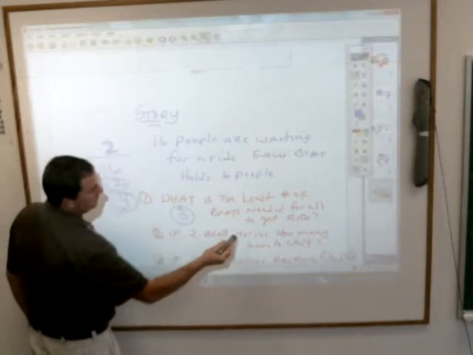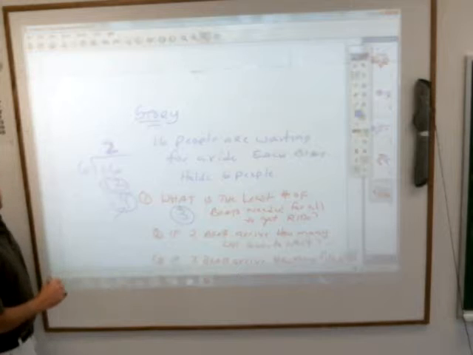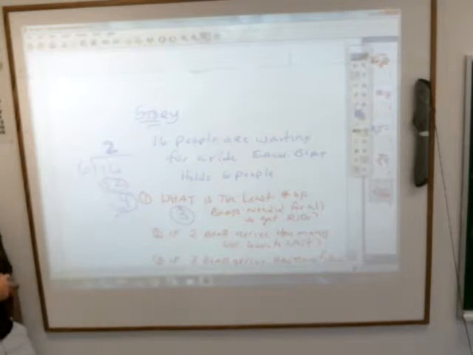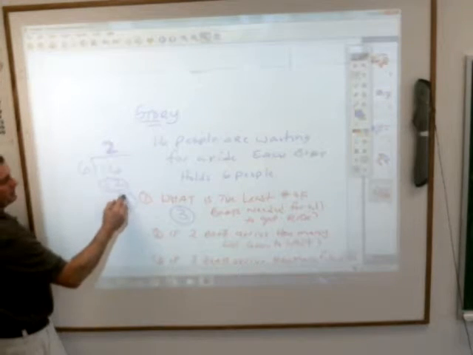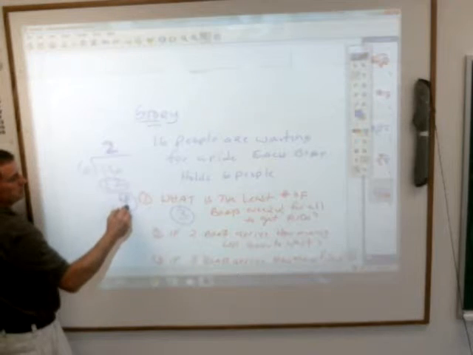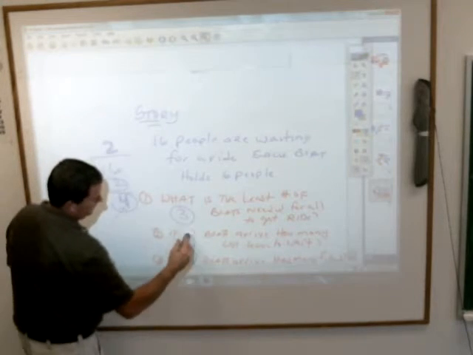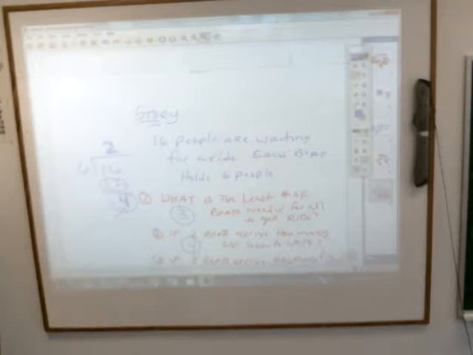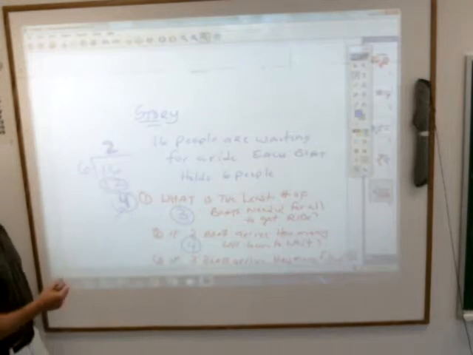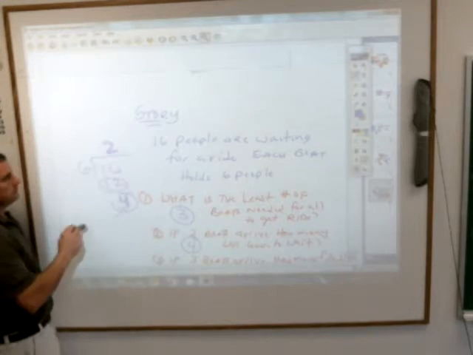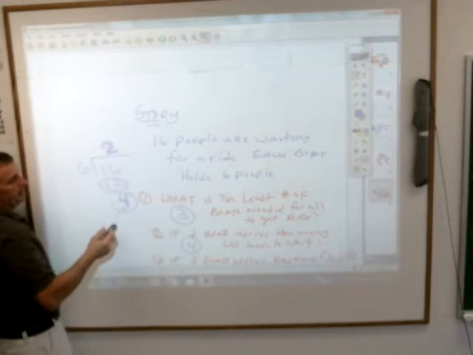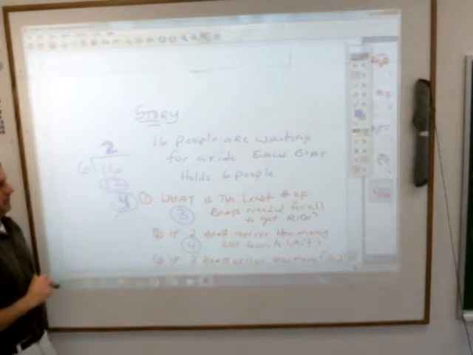Number 2 said, if 2 boats arrive, how many people will have to wait? We already answered that. If 2 boats came, how many people would have to be sitting there wishing they had another boat? Taylor? 4. 4 people. If 3 boats arrived, how many full boats will there be? We already talked about that. Landon? 2. Right, you'll have 2 full boats, and only 4 of the 6 places will be filled on that other one.